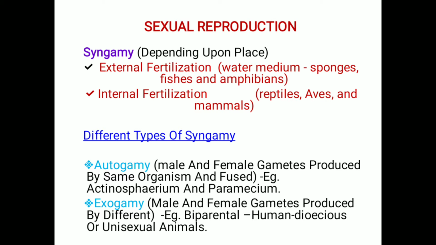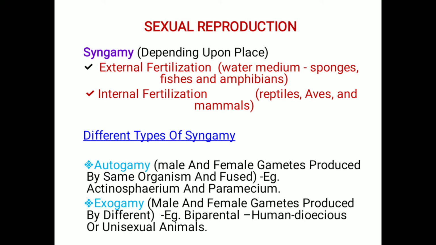Types of sexual reproduction seen in animals are syngamy and conjugation. Syngamy is nothing but fertilization. Depending upon the place where the fertilization takes place in the organism, it is classified into two types: external fertilization and internal fertilization.